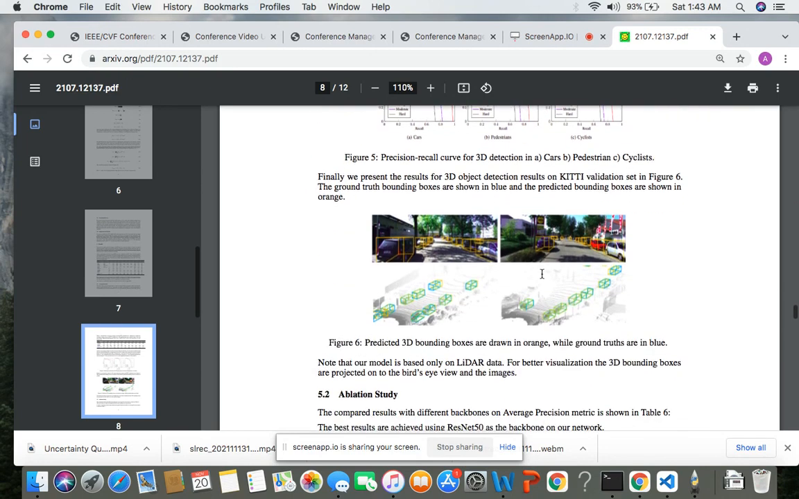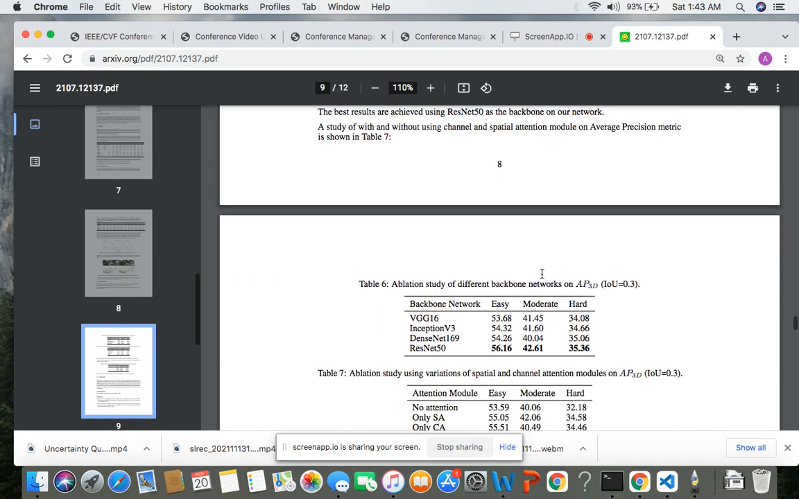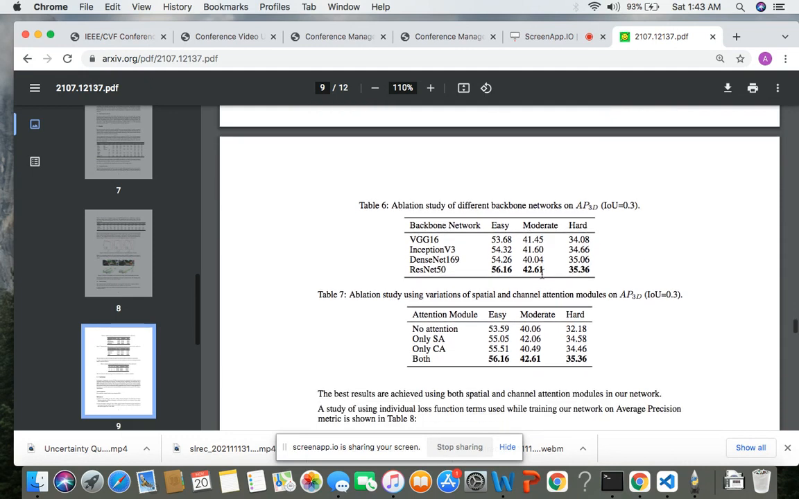In this figure, we show the predicted 3D bounding box coordinates, which are shown in orange here, while the ground truth are shown in blue here. We present the ablation study using different backbone networks and find that residual networks perform the best. The results were consistent across all the three individual categories.